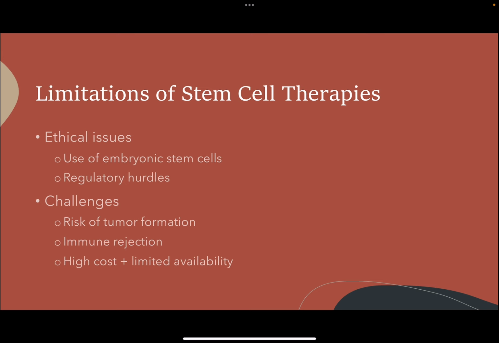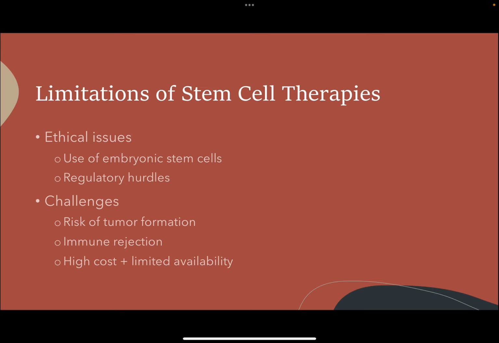So there's the risk of tumor formation. This is one of the biggest risks with stem cell therapies, particularly with pluripotent stem cells, like the embryonic stem cells, which can turn into the most kinds of cells. Because they can turn into as many cells as possible, there's the highest chance of those embryonic or pluripotent stem cells becoming cancers or teratomas.